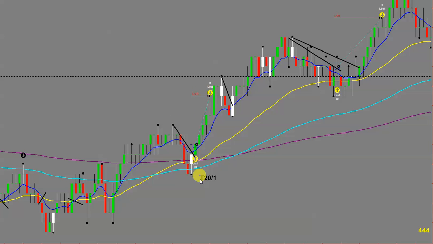Now you can see the 10 up there. I trade 10 lots, so that was out at $625 less commissions, or $62.50 per contract.